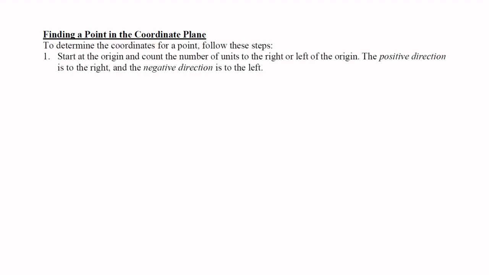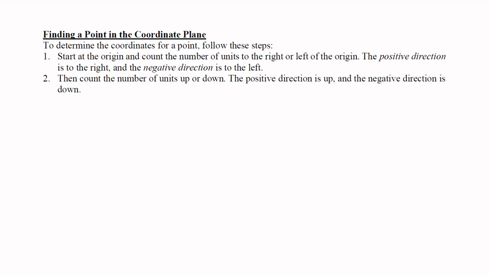So let's talk about how we go about finding a point in the coordinate plane. To do this, we're going to follow these steps. Start at the origin and count the number of units to the left or right of the origin. The positive direction is to the right, the negative direction is to the left. Then you're going to count the number of units up or down. The positive direction is up, the negative direction is down.